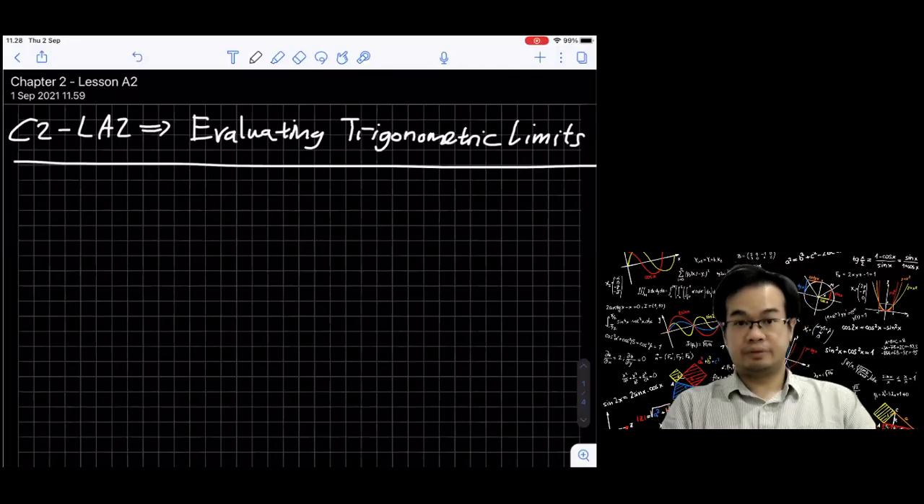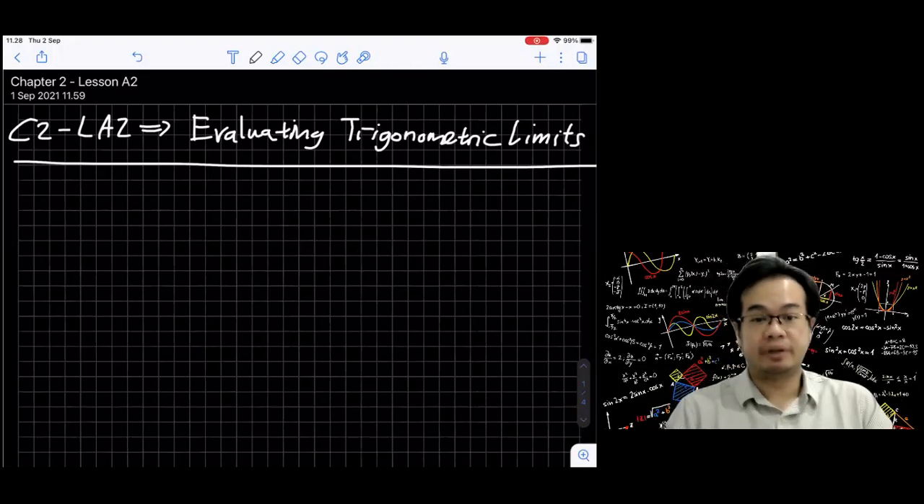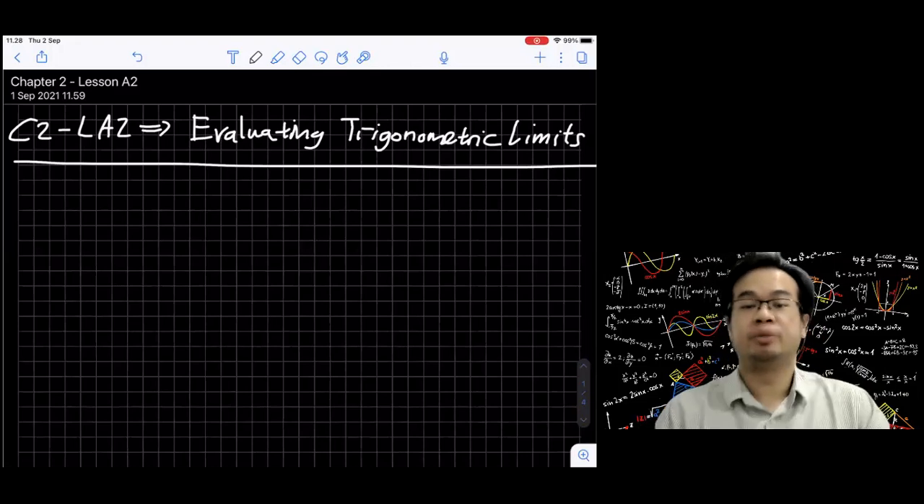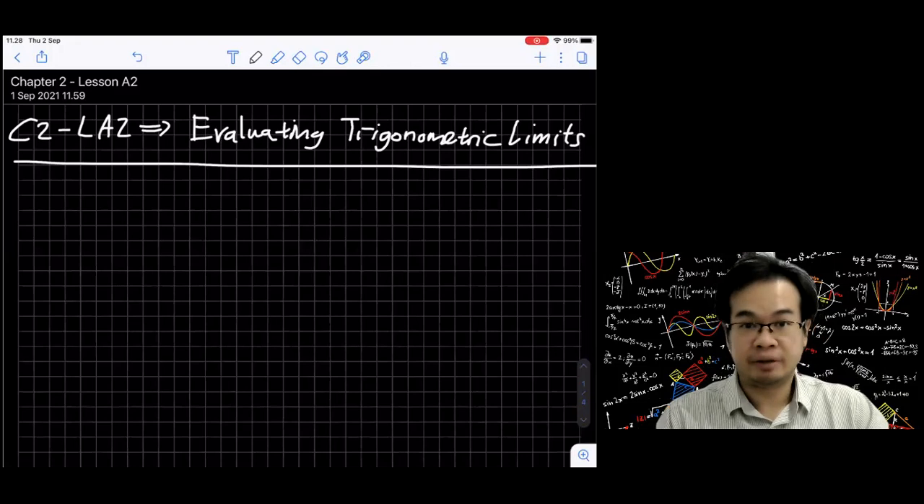Okay, good morning everyone. So we're gonna continue to the last lesson of this chapter, which is evaluating trigonometric limits. So we're gonna go to chapter 2, lesson 2, evaluating trigonometric limits.